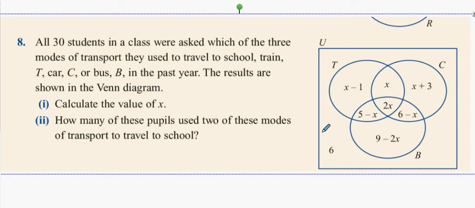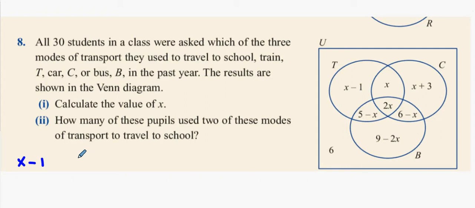Well, what do we know all 8 parts have to add up to? When you add all 8 parts up together, what should it add up to? 30, shouldn't it? Yeah. So I'm going to write down x minus 1 plus x plus 5 minus x plus 2x. Everybody cool with that? Would everybody agree that part is done?